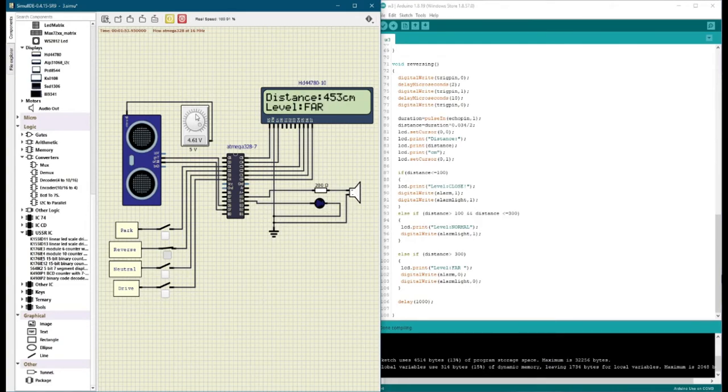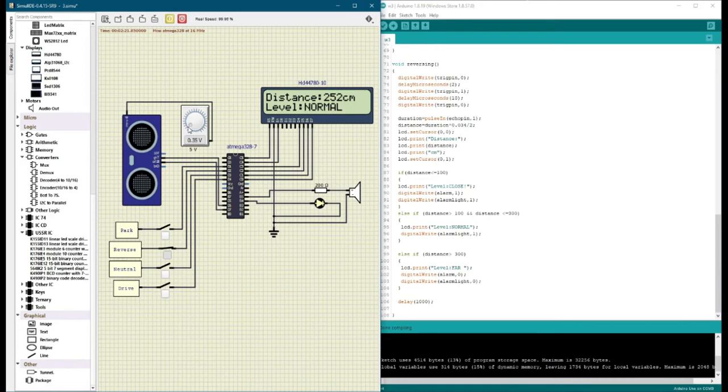So what if the sensor detects a distance of more than 100 and less than 300 cm? Let's say 252 cm is within that range. The LCD will display the distance and show normal. Then for the output, the LED will be blinking, but the buzzer stays stationary.